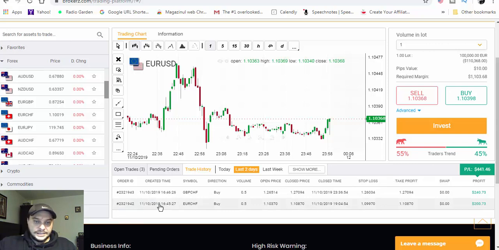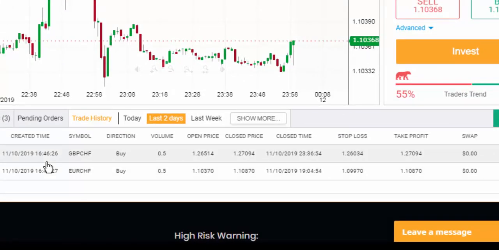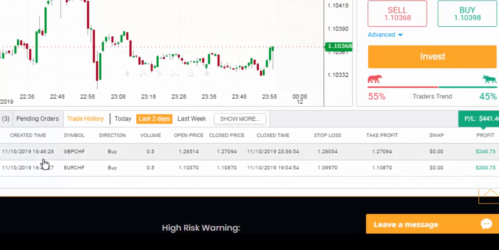Let's see both trades. This trade was created at 4:46, because more of you were asking me which is the best time to trade. The best time to trade is between 9 o'clock and 5 o'clock in the evening, from Monday to Friday. In the weekends the markets are closed.